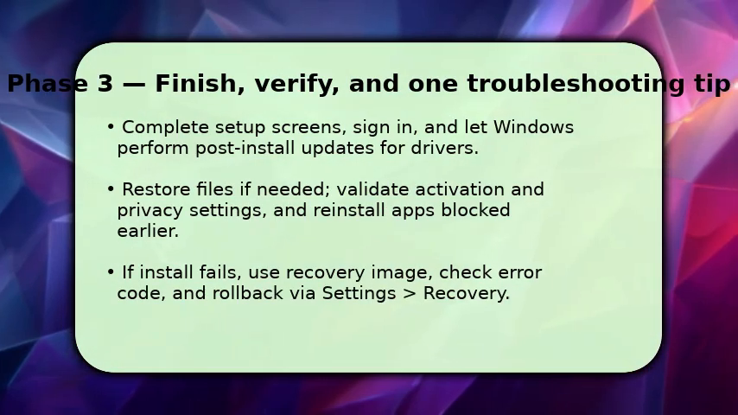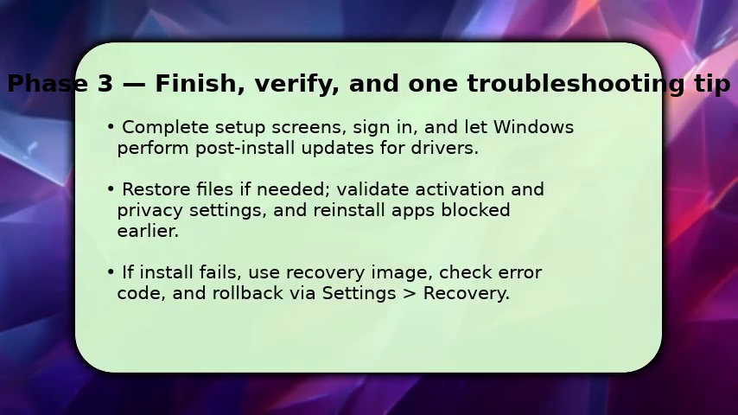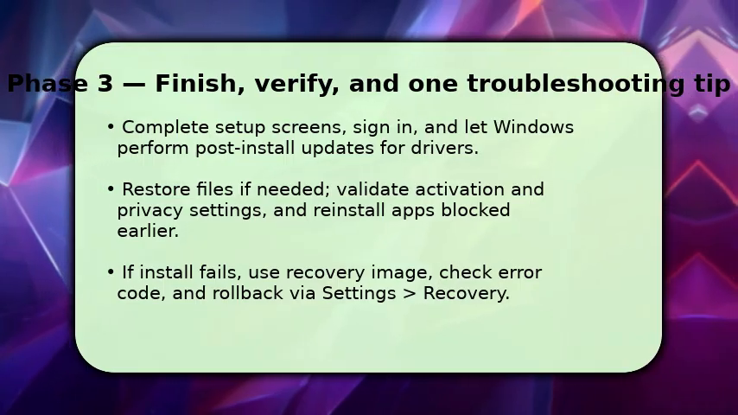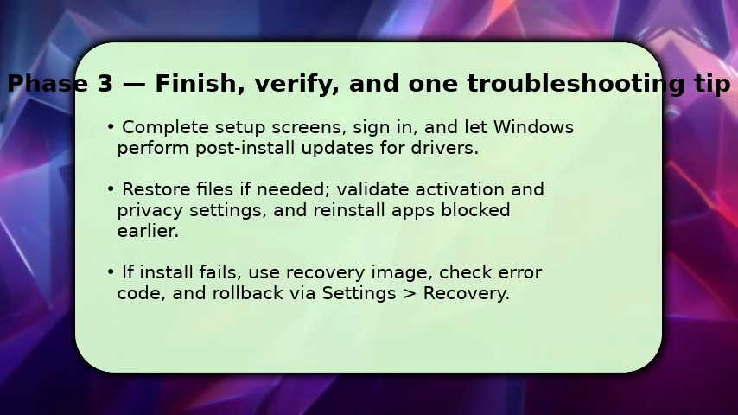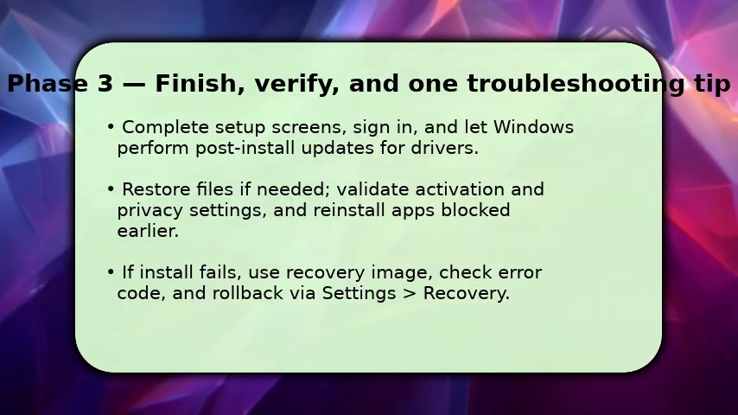Finish by completing the out-of-box prompts, signing in with your account, and letting Windows run post-install updates for drivers and firmware. Once done, restore any files you backed up and confirm activation and privacy settings. Reinstall apps that were incompatible.